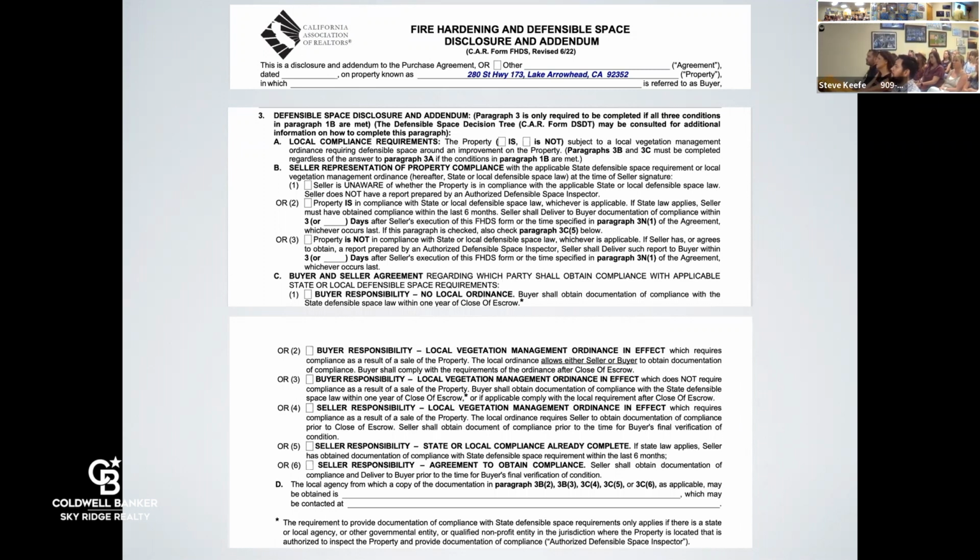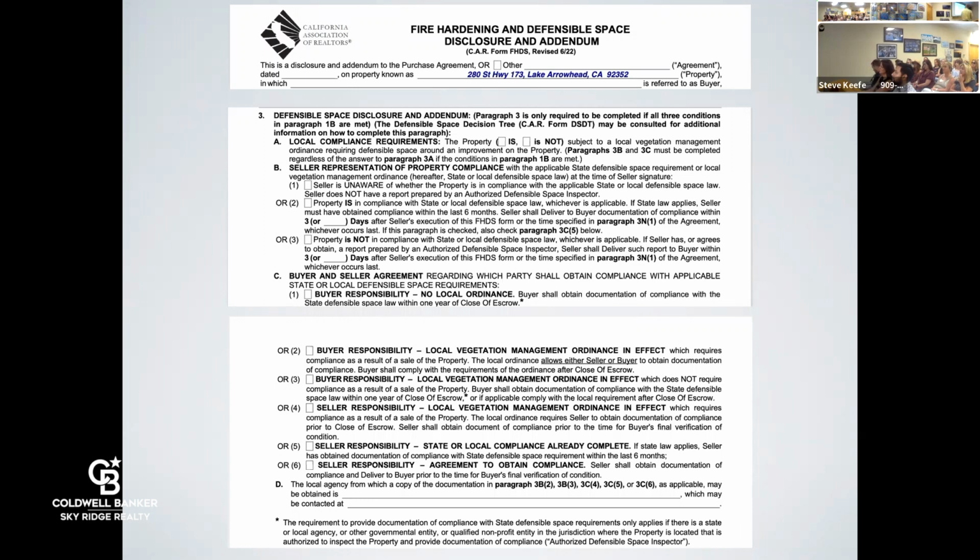Then you move to paragraph C, which is what is the buyer and seller's agreement? Because there's no requirement that it necessarily, at least here in San Bernardino County, there is no requirement that the seller do anything. So you have multiple choices here. Buyer responsibility, no local ordinance. This paragraph is box 1. Buyer and seller agreement regarding which party shall obtain compliance with the applicable state or local defensible space requirements. What that tells you is this is negotiable. It's not something that is cast in stone. Neither the seller nor the buyer is required to do anything. It's a negotiable item. So you either check box 1, which is buyer's responsibility.